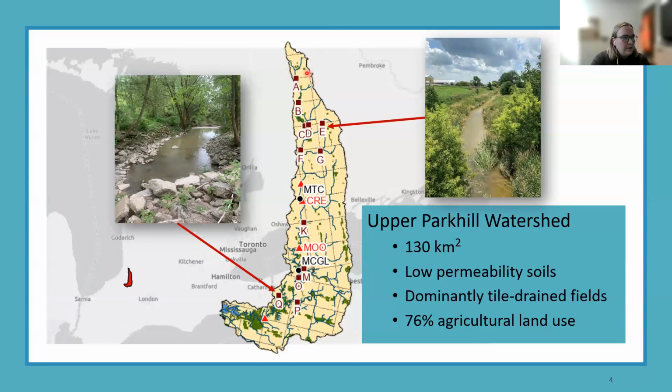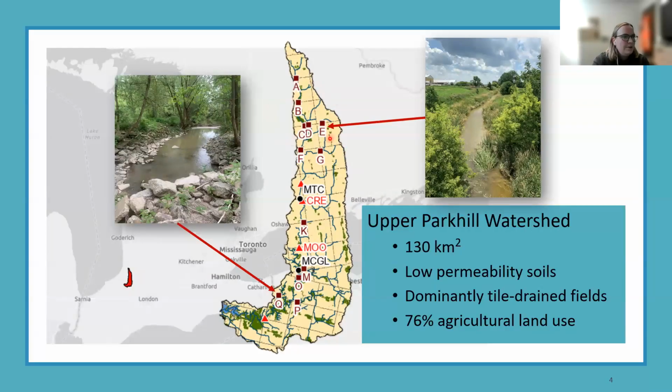Looking at the burgundy squares, the A to Q sites are surface water sites, and they were sampled on an event basis, so just a couple of times a year for nutrients and isotopes. The red triangles and black circles were sampled monthly, and the red triangle sites are surface water and groundwater sites, so they have monitoring wells adjacent to the stream.